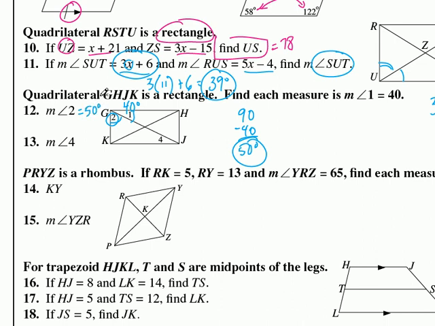Pretty easy, isn't it? It's the same exact situation as we had before. This was a little easier because we didn't have to solve for x and plug it back in. We had a regular number. You just take it away from 90 and you're done. All right, what about this angle right here? Angle 4.